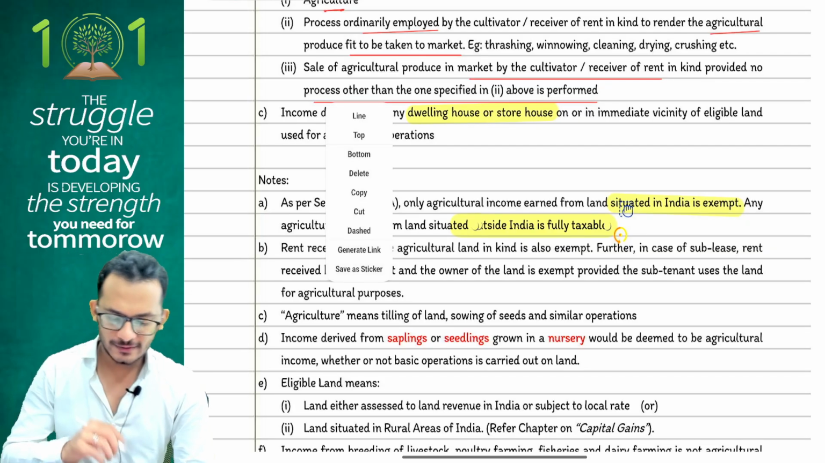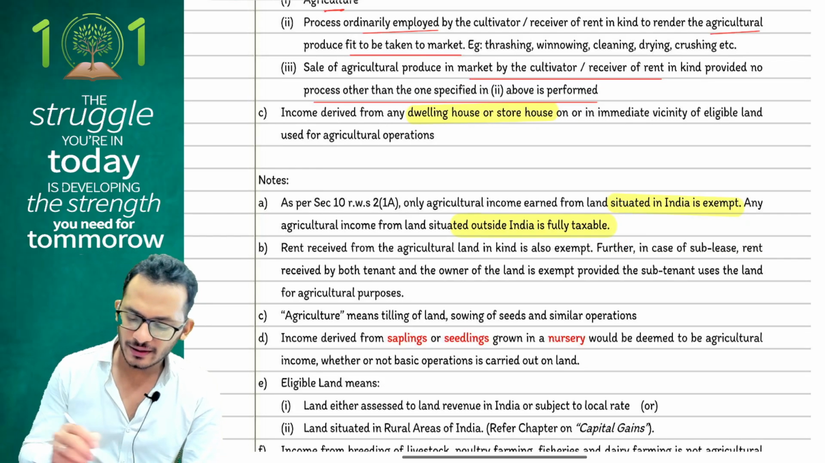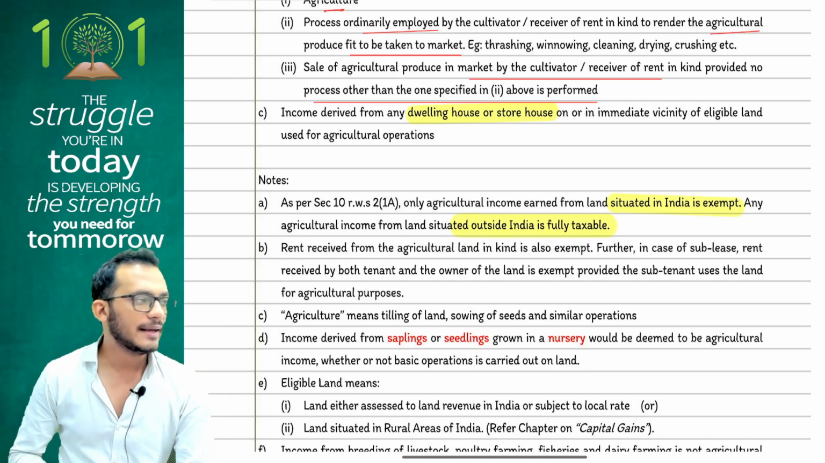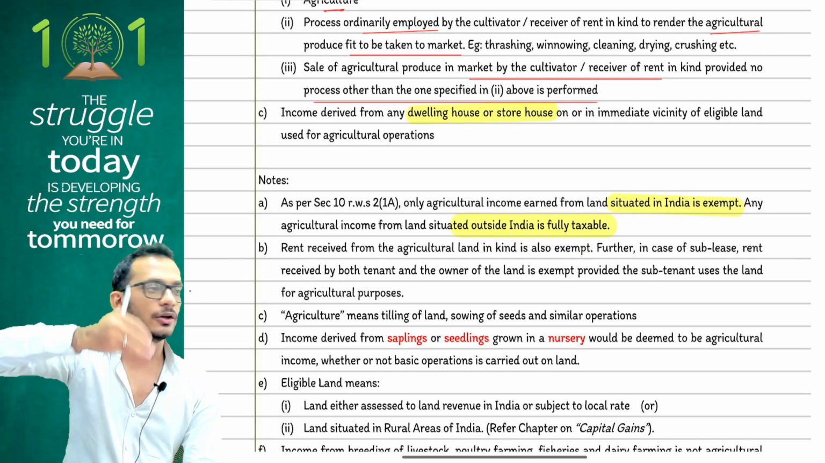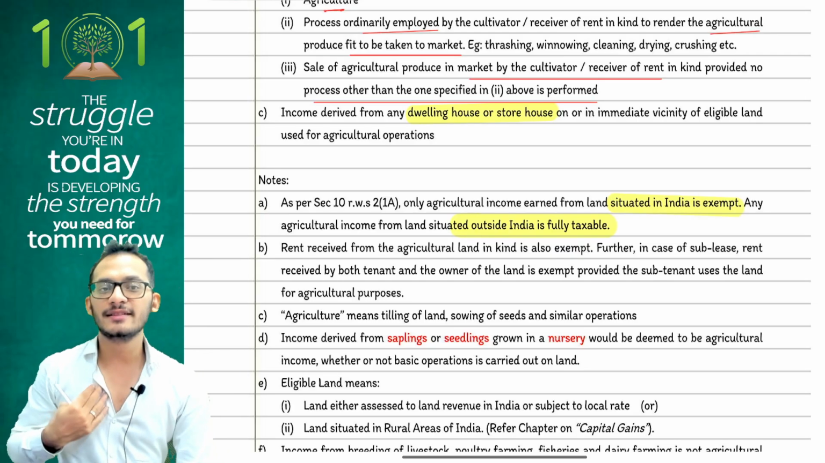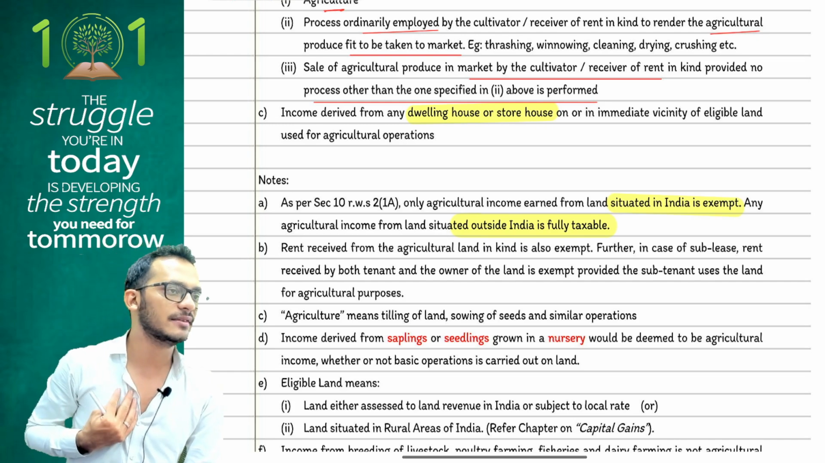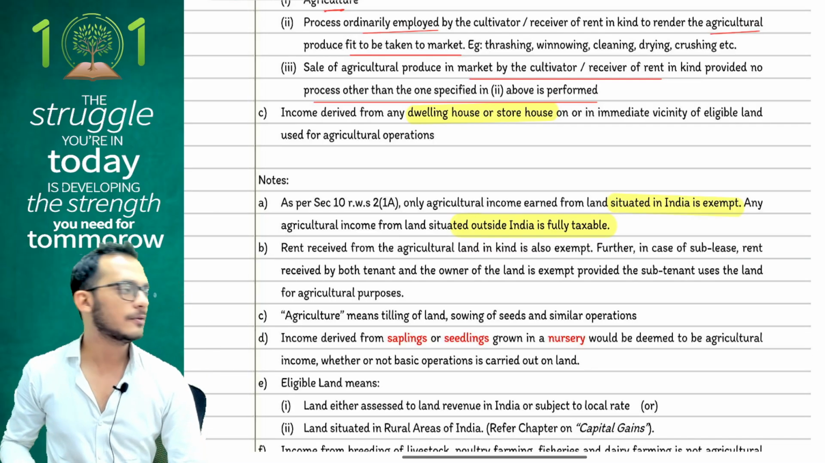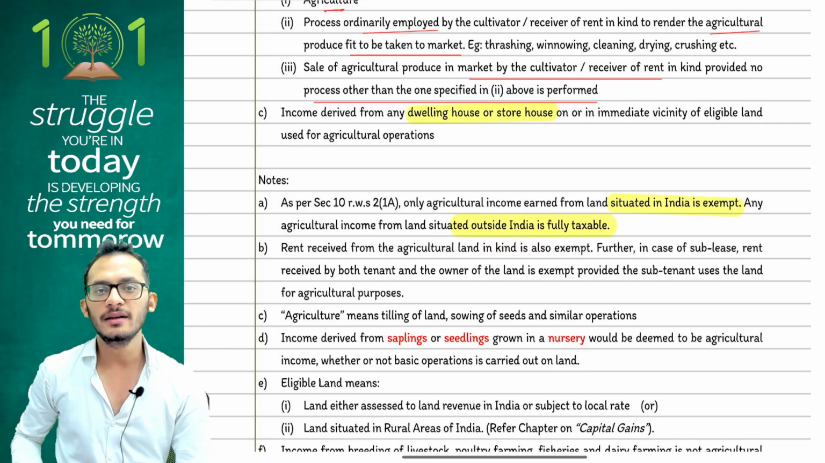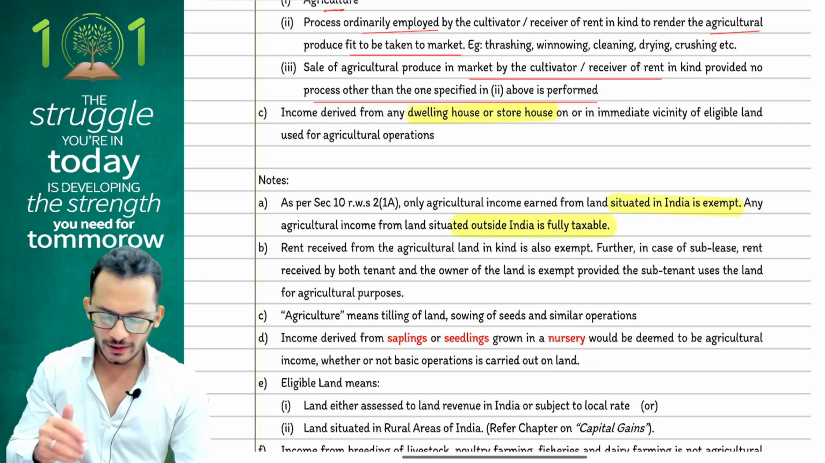Second, it says any rent received from agricultural land in kind is also exempt. Like I said, I have a land, I've given it to you. You are doing agriculture, giving me crops. At the end of the day, whether I receive money or I receive crops, what am I receiving? Rent. That rent is also fully exempt. Will not have a challenge. Clear? Yes.